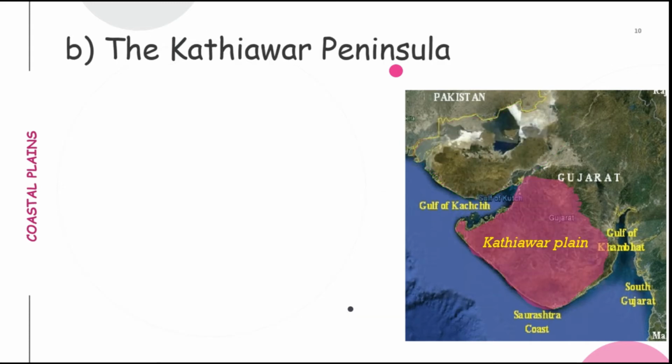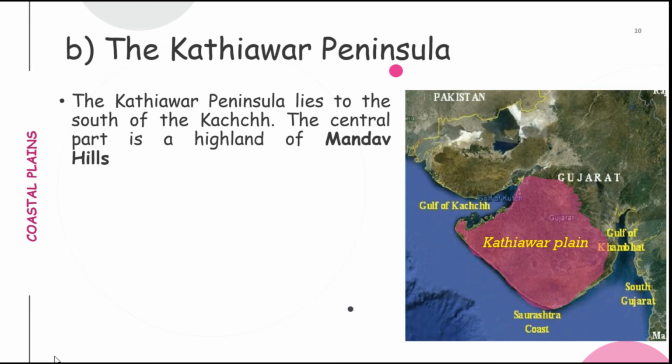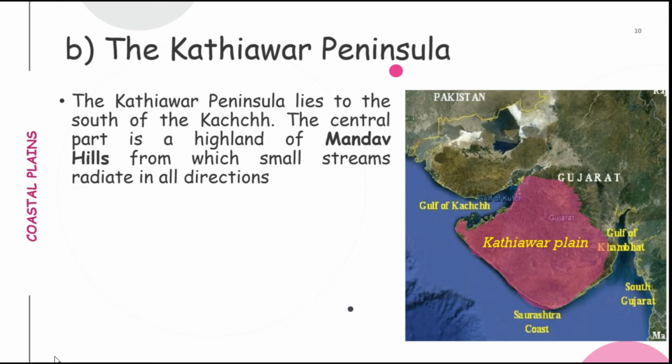Second part is the Kathiawar Peninsula. The Kathiawar Peninsula lies to the south of the Kach. The central part is a highland of Mandav hills from which small streams radiate in all directions. That means the streams in this area follow a radial pattern.